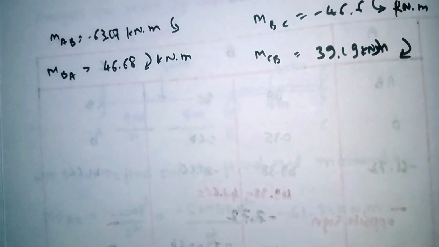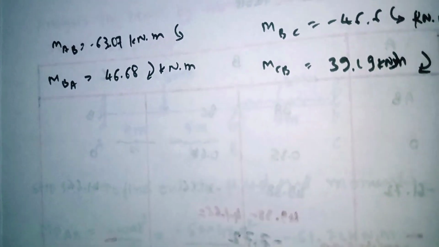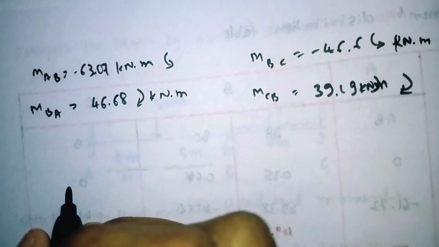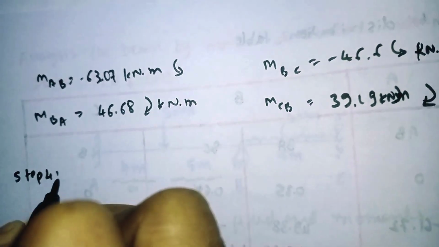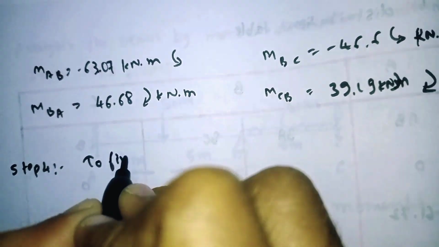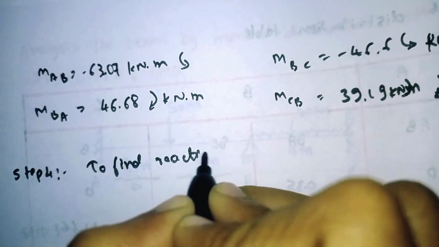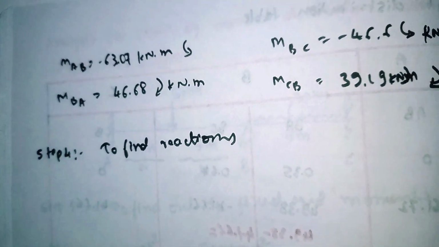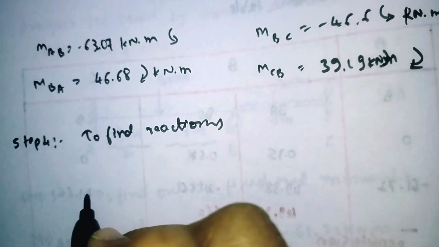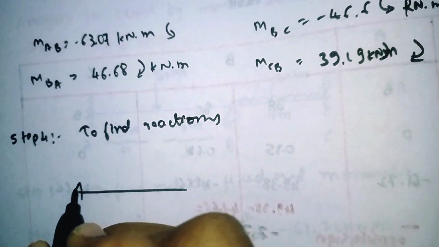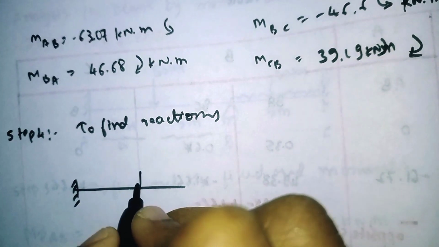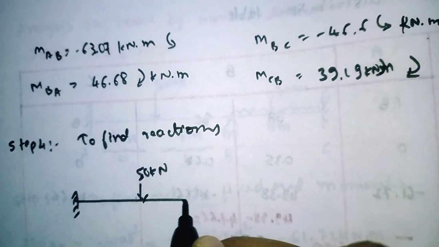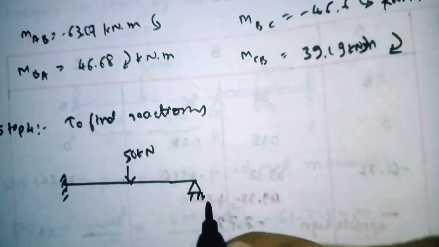So next what we have to do is find out the reactions. For that, step 4 is to find out the reactions. So now we will take the span AB. So I will draw it here. So our span AB has a 50 kilonewton point load here.